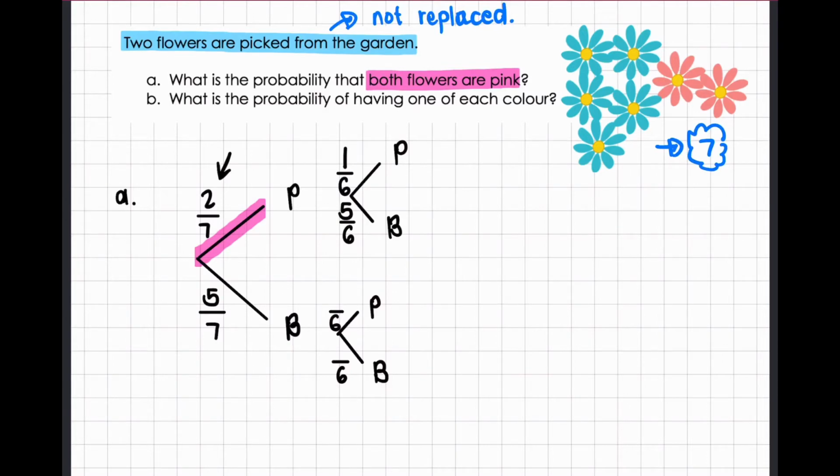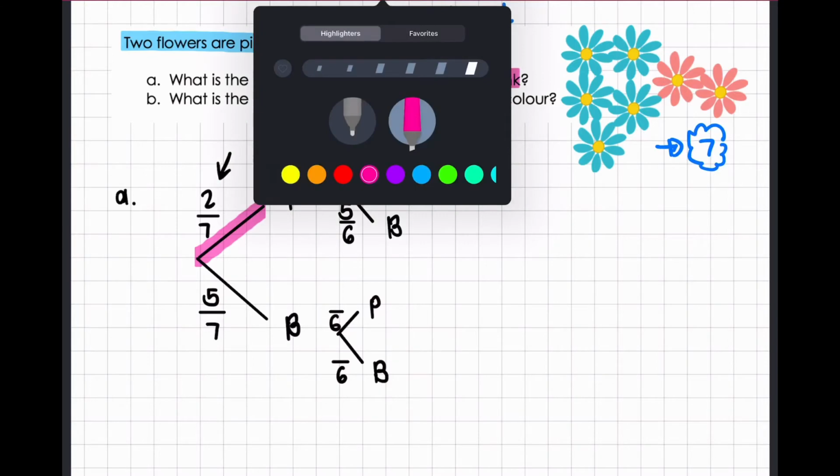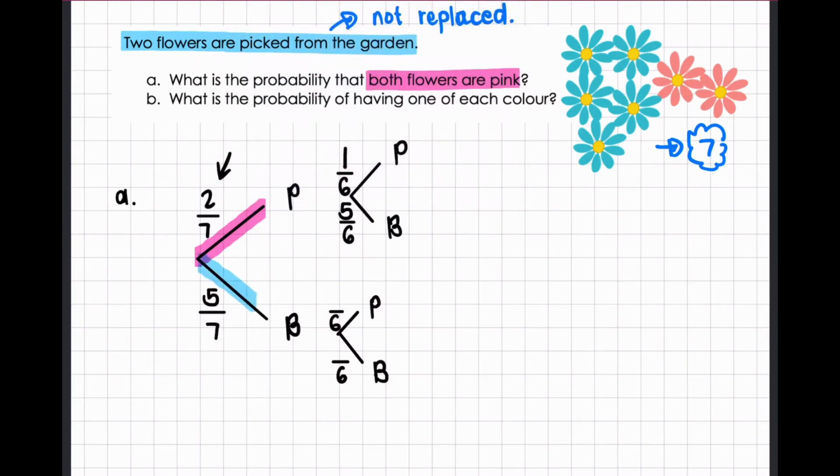If, however, I follow the tree diagram downwards and say my first flower that I pick is blue, then I had 5 blue flowers, so now I would only have 4 blue flowers. But if my first flower was blue, then I still have the same number of pink flowers, which is 2. So I'd still have 2 pink flowers. Now, if I were to do my outcomes and my probability, my first outcome would be pink, pink.